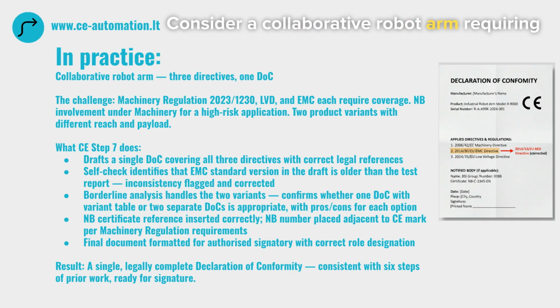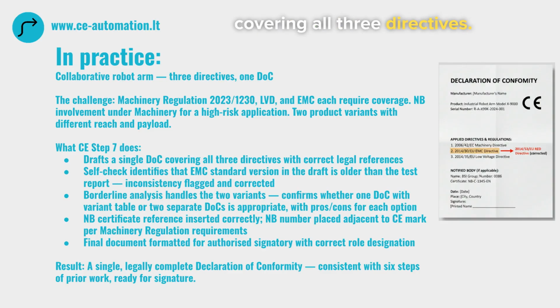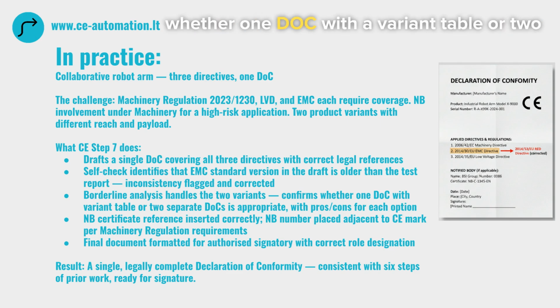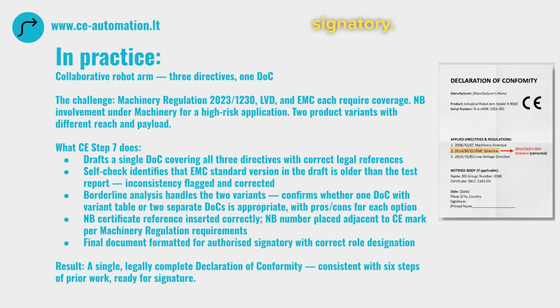Consider a collaborative robot arm requiring coverage under the Machinery Regulation, LVD, and EMC simultaneously, with notified body involvement for the high-risk application and 2 product variants. CE Step 7 drafts a single declaration covering all 3 directives. The self-check immediately catches that the EMC standard version in the draft is older than the one used in the test report, an inconsistency that would have been invisible without cross-checking against Step 2. The borderline analysis works through whether one DoC with a variant table or 2 separate declarations is the right approach. The NB certificate reference and CE mark number placement are handled correctly. The final document is ready for the authorized signatory.